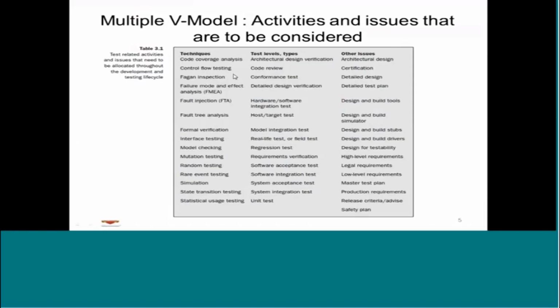Inspection is a type of inspection method. Maybe we will discuss this in some detail later. For conformance test, we follow this. FMEA is for design verification. Fault injection is used where we have integration: we inject signal errors or any data errors into the system, and we do the integration.